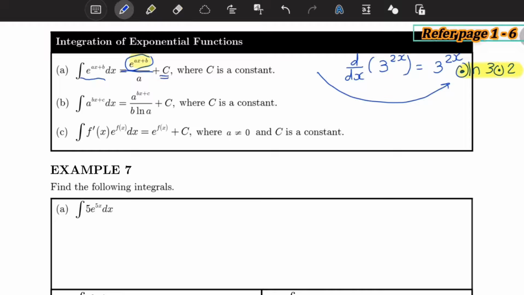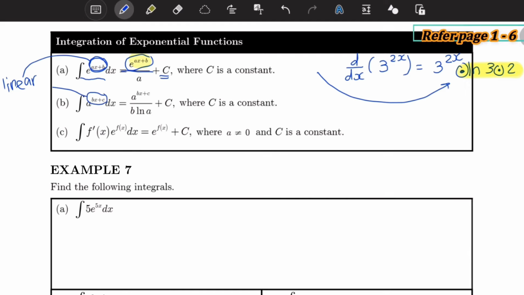And then plus c. But you need to make sure that the power of the exponent is a linear function. If the power is non-linear, you cannot use this rule. So one more time, to integrate an exponent, copy the exponent, divide by ln base, and also divide by the derivative of the power.